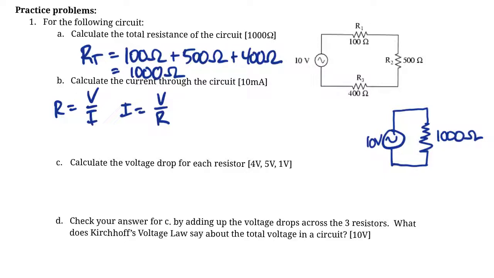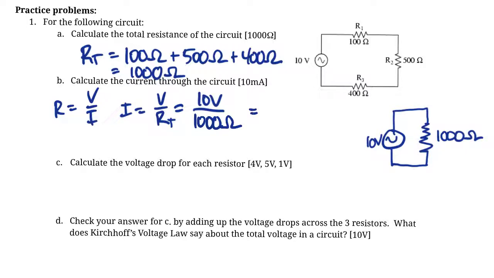So in this circuit, we know the voltage is 10 volts, right? Or the electric potential difference is 10 volts, because that's what the voltage source provides. So it's just going to be 10 volts over the total resistance. We calculated the total resistance, so I'm going to put total resistance here. The total resistance is 1,000 ohms.